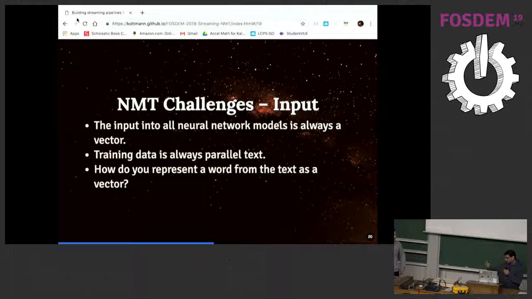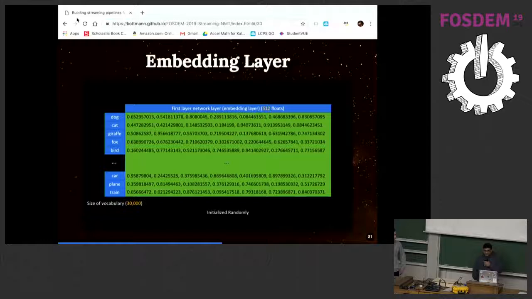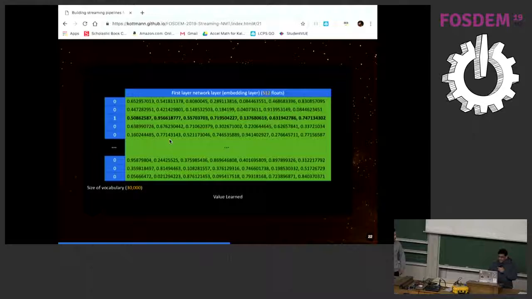The most common way of doing that today is something called an embedding layer. You create an embedding layer as your input layer. So let's say my input has the vocabulary dog, cat, giraffe, fox, bird, etc. For each of them, I randomly initialize a vector of numbers. Dog is a vector of these numbers here, same with cat. So I start off with an initial random initialization, and I run it through something called word2vec. Once I convert that into word2vec, this is what I get. It learns the real values and comes up with better values than what I started off with randomly.